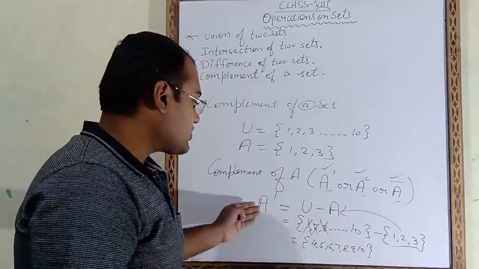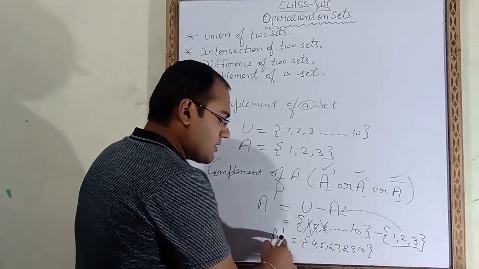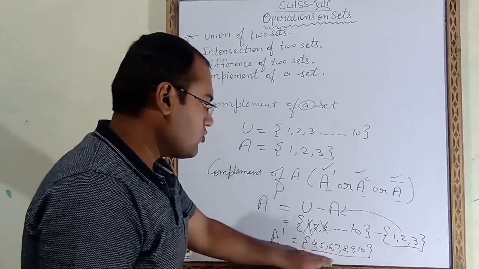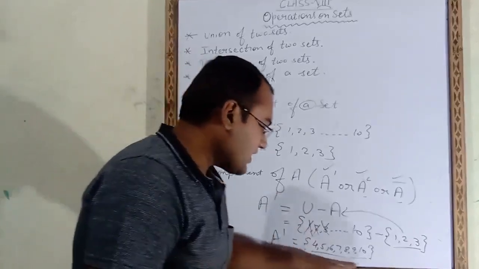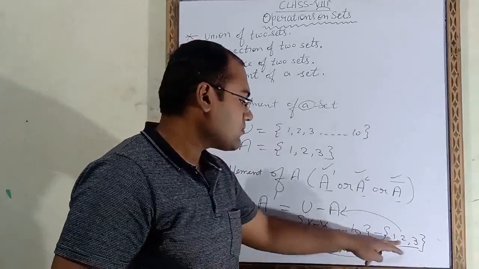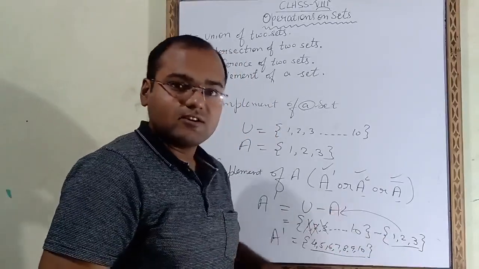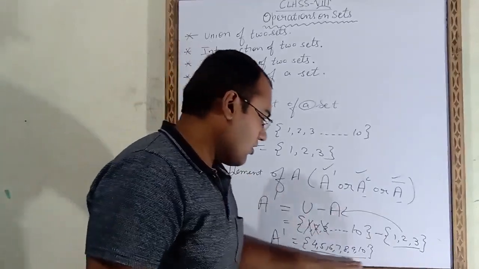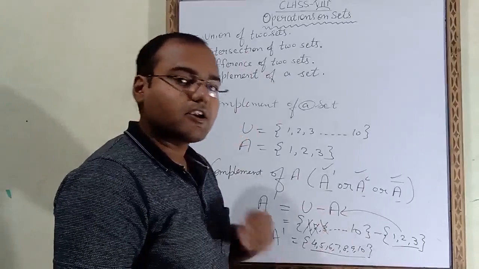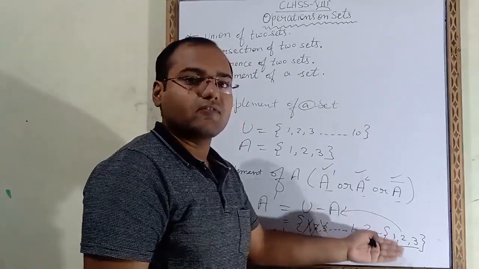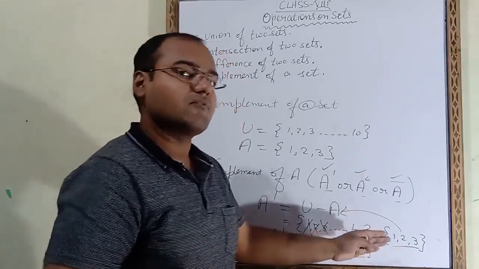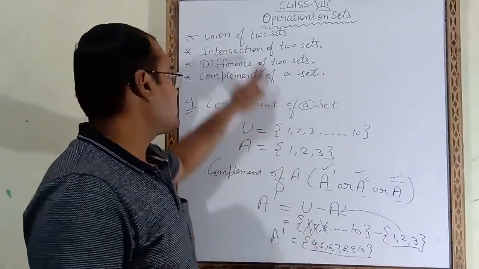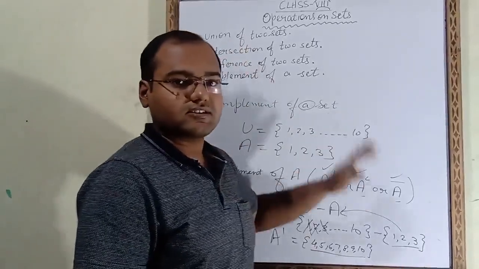So what will be the definition of A complement? A complement is the set in which all these elements belong to the universal set, but these elements do not belong to this given set, that means A set. So the definition of complement: A complement is the set in which all the elements belong to universal but do not belong to the given set A. If the given set is A, we call it A complement. If the given set is B, we call it B complement. So these are the 4 general terms that you have to remember for this exercise.